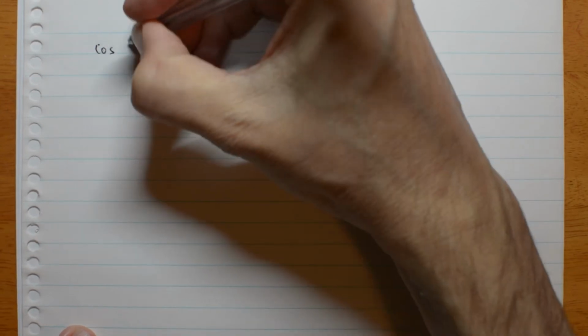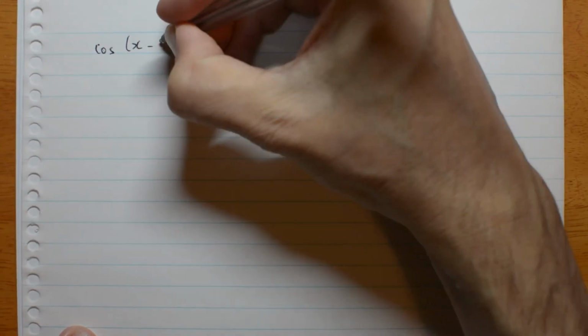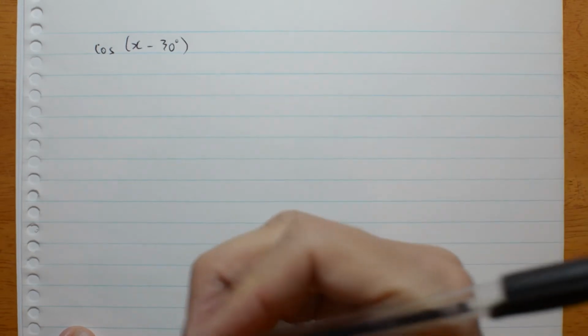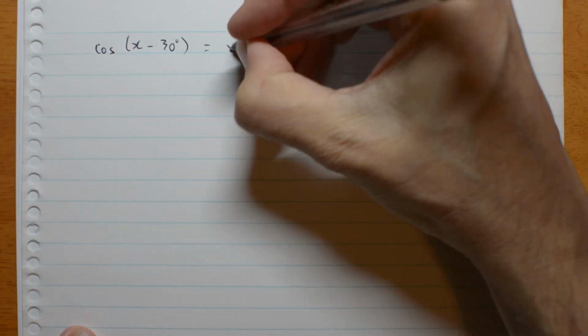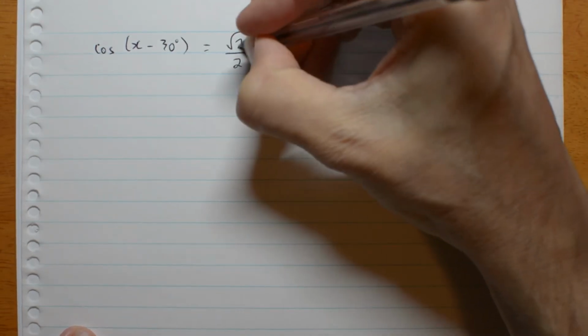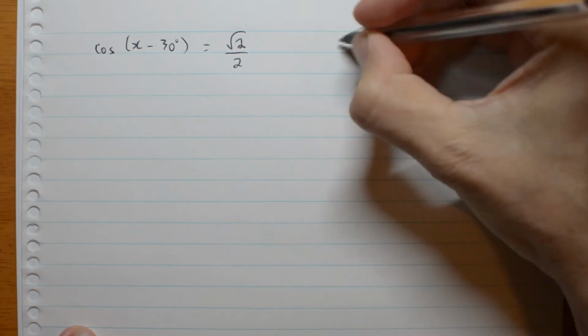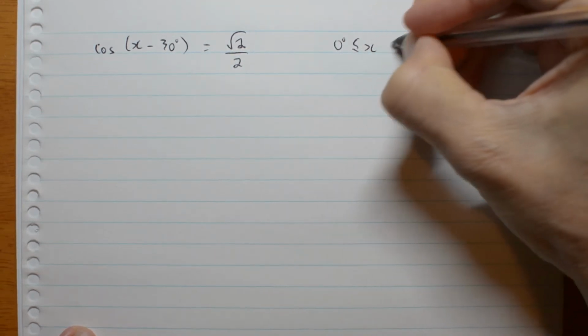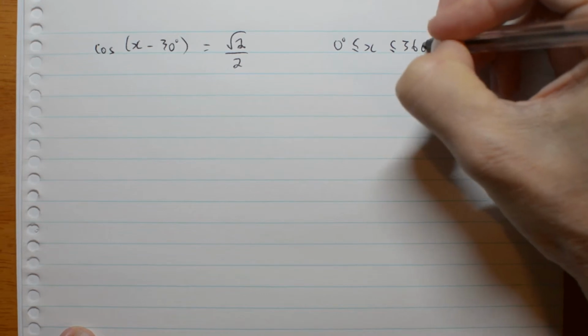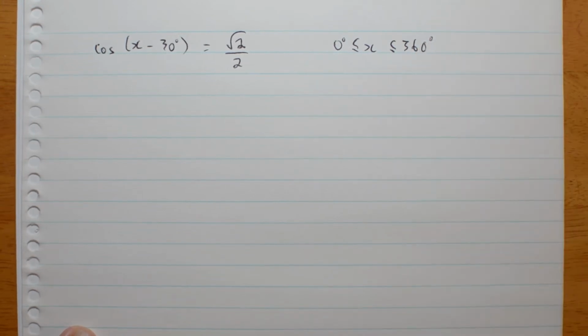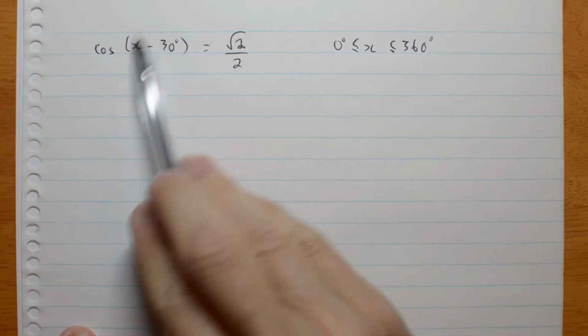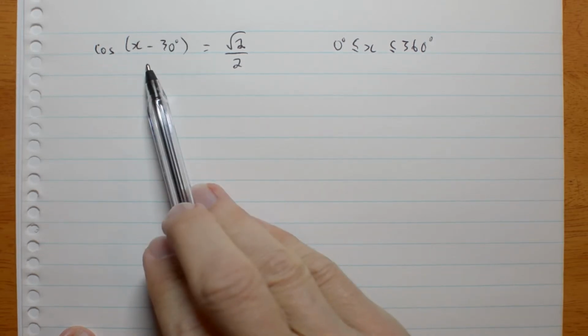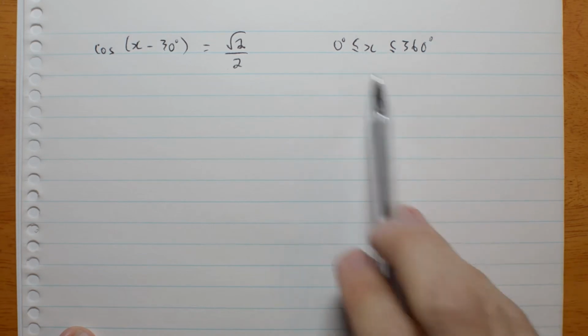Cos of x minus 30 degrees equals root 2 on 2 between 0 and 360. Now this one's going to be a little bit trickier because of this shift. We'll have to think carefully about this.